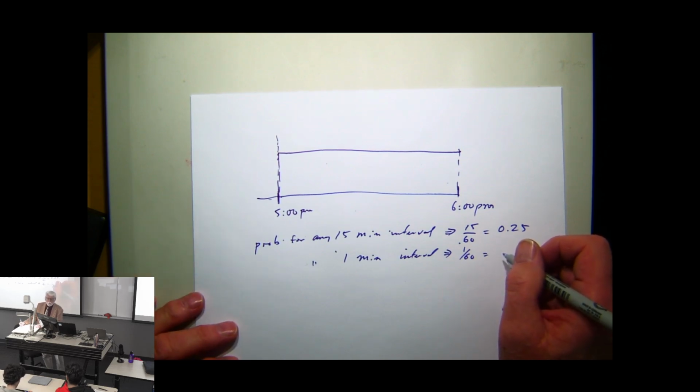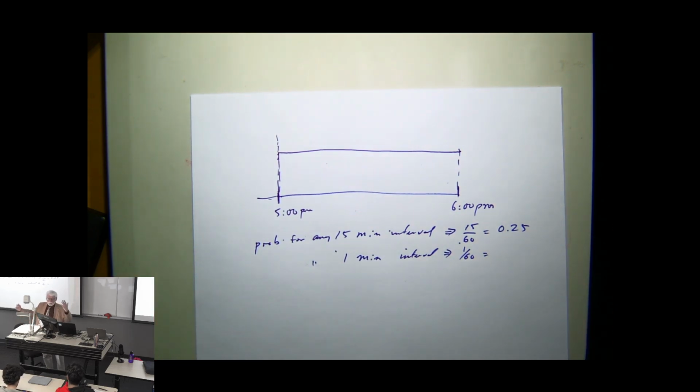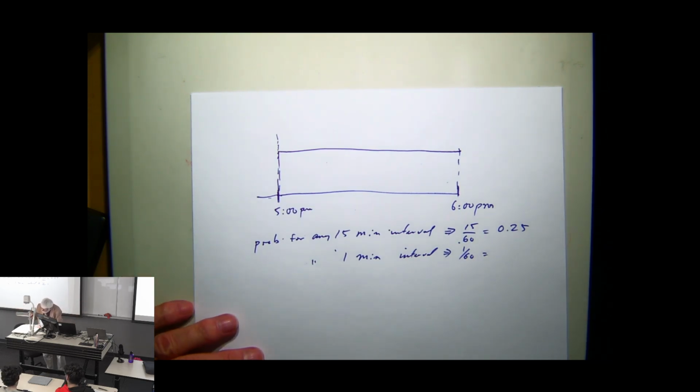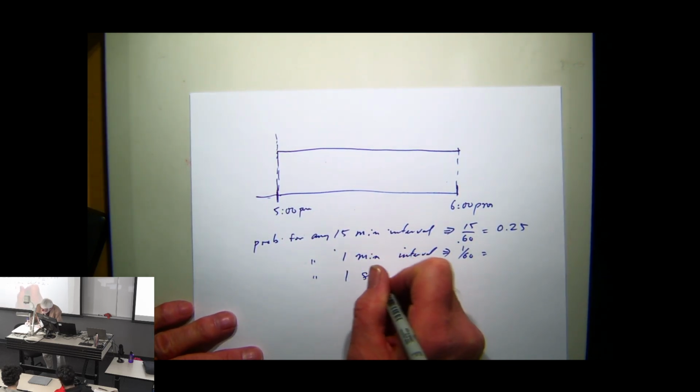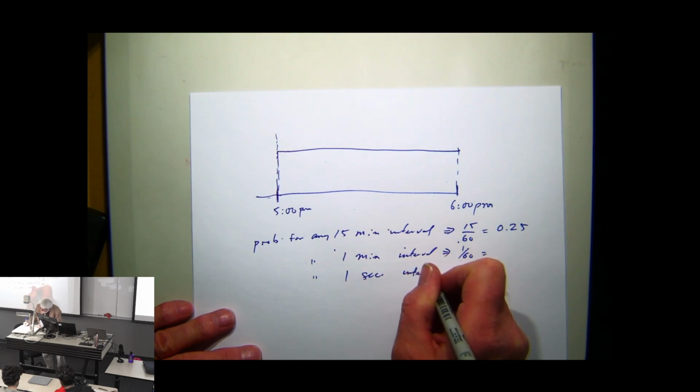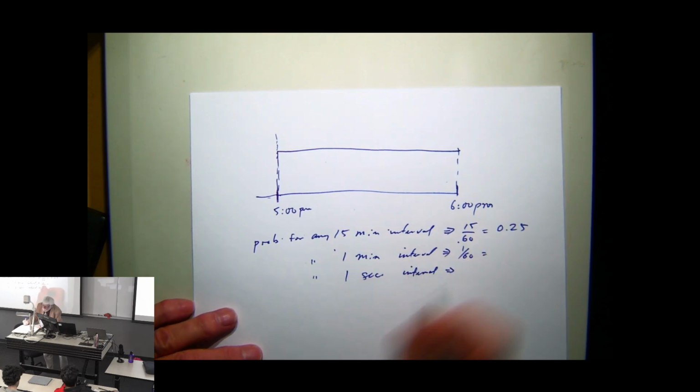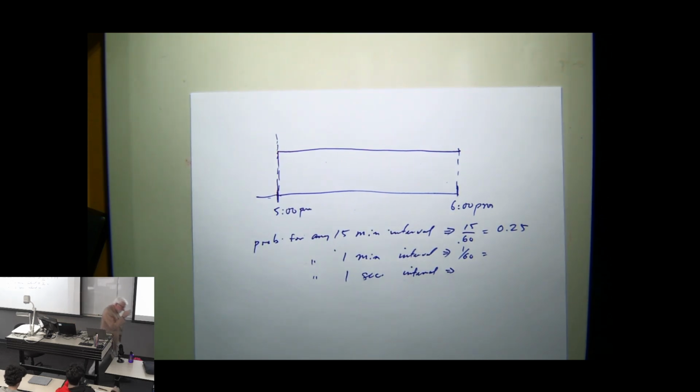I don't know what 1 over 60 is. It's 1 out of 60. Okay, 1 out of 60. How about in any 1 second interval? Okay, so I'm going to time it right to the very start of when that thing starts. Any 1 second interval. What would you go with?